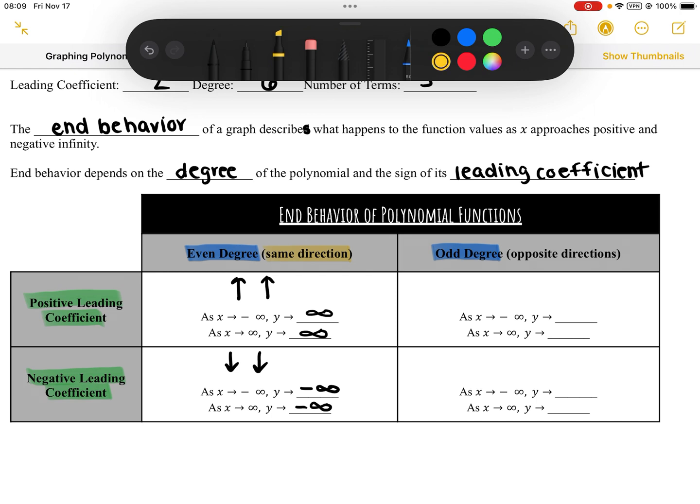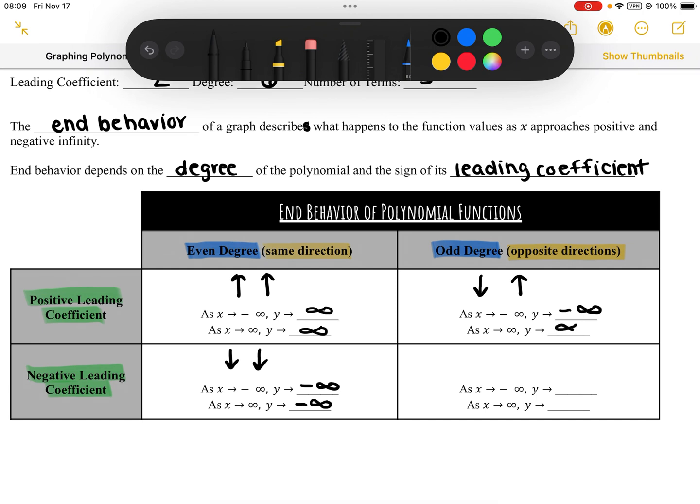Okay, odd degree. For odd degree, they are going to have opposite directions. For odd degree, positive leading coefficient, the left side of your graph is going to go down, the right side of your graph is going to go up. So as x goes to negative infinity on the left, okay, going towards the left, your y value is going to keep getting smaller and smaller, go towards negative infinity. As x goes to infinity, goes towards the right, y gets bigger and bigger and goes towards positive infinity.